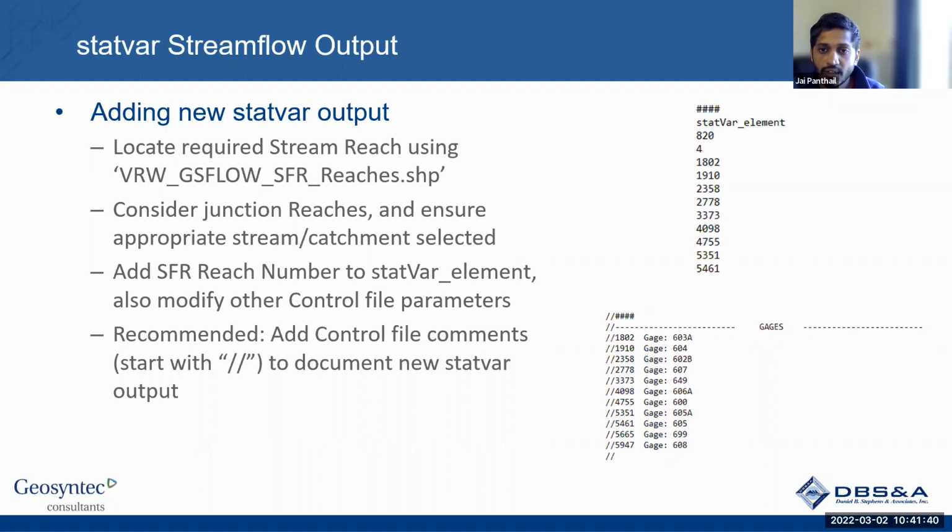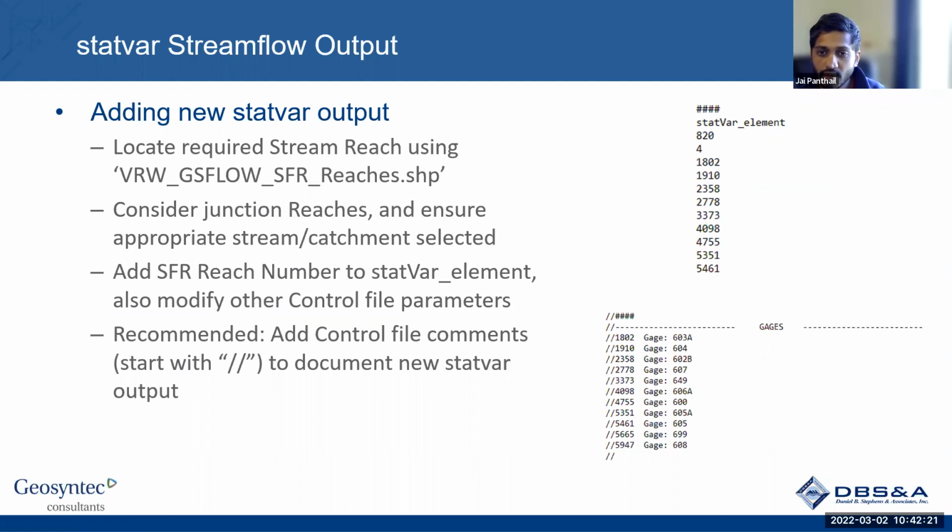And you need to consider that you are outputting the correct stream or catchment that you're interested in. To output stream flow at a certain location, you need to add the SFR reach number to the StatVar element option in the control file, and also modify other control file parameters as needed. And lastly, this is not needed to output the stream flow, but it is very recommended to add comments to the control file indicating what you're outputting through the StatVar output.